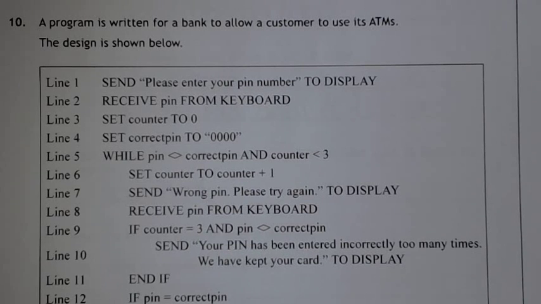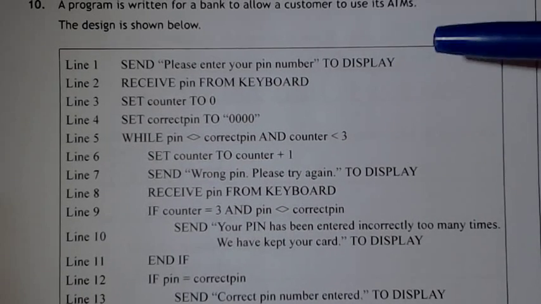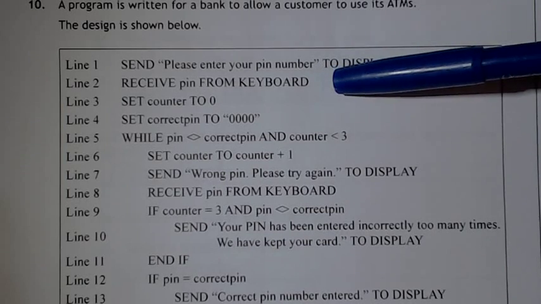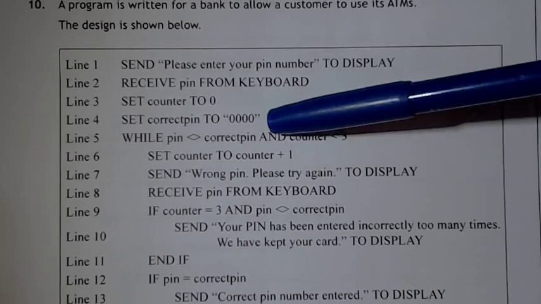Alright, so this is section 2, so these questions are a lot bigger. Normally we cover 2 pages, so this is the first page. What we've got is a wee program to do with an ATM machine and your PIN number. It asks the user to enter the PIN number, it then receives the PIN number and sets a wee counter to 0, and the PIN number is 0000.